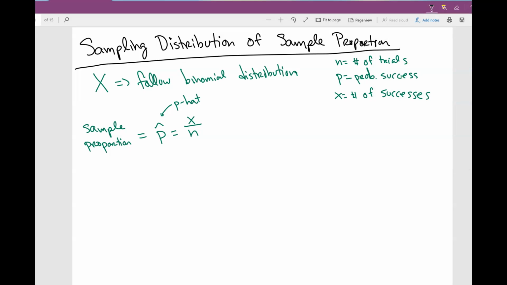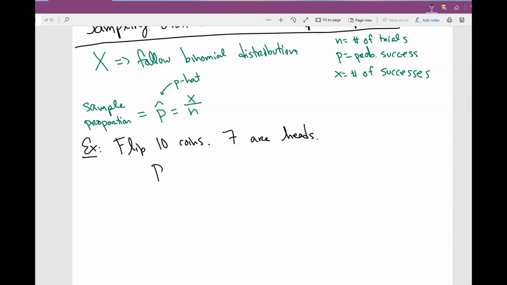Okay, so if we do an example, let's say we flip 10 coins, and 7 are heads. Then in that case, my sample proportion P hat is just going to be X over N. X in this case is the number of successes, which is 7 out of the 10 coins, or 10 trials that we did. So 7 divided by 10 is just 0.7. So this is basically my sample proportion. It's not the true proportion, but it is a sample proportion.